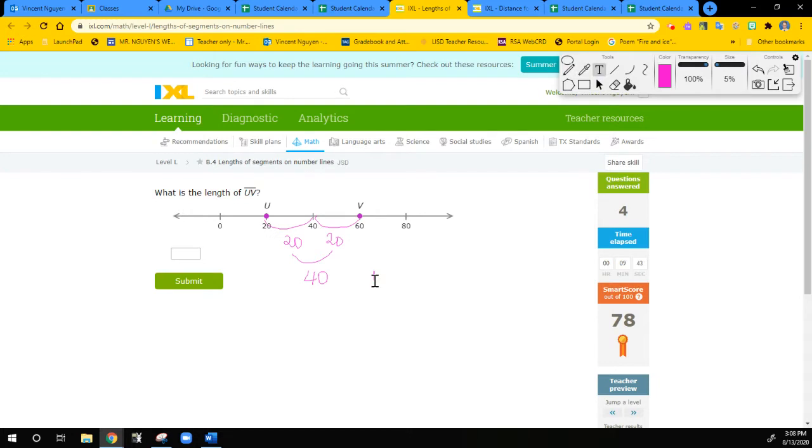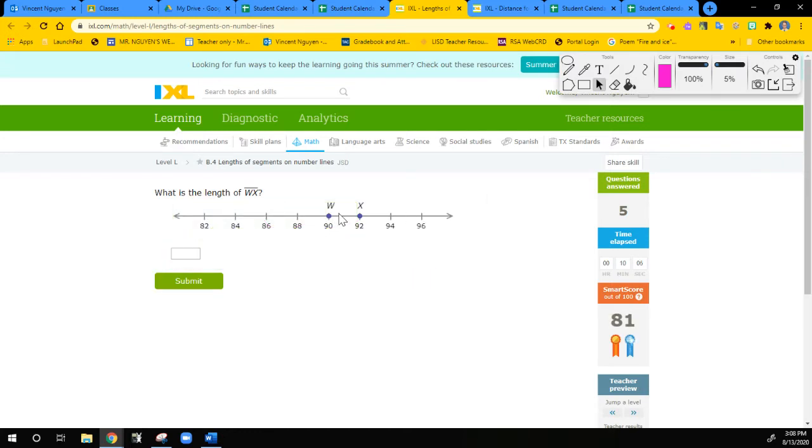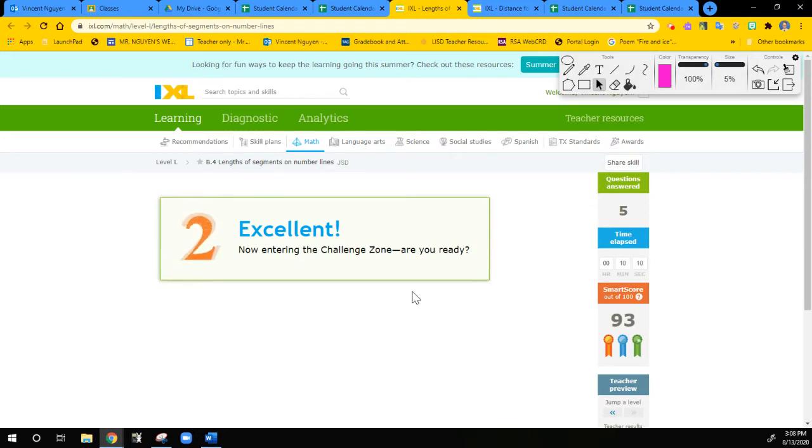Or you could do UV equals 60 minus 20, right? 60 minus 20. And you still get the same answer, 40. So either way you do it, it's fine. When you can count, go ahead and count. When you cannot count, then you can use the formula, okay? Submit. All right, so here, from here to here, that's too easy. I'm going to skip. All right, we're in the challenge zone.